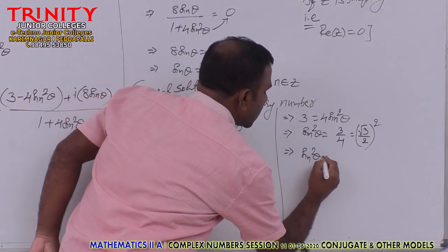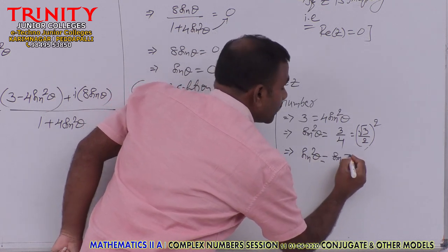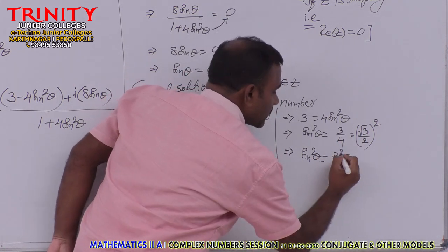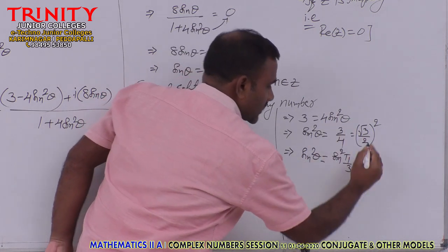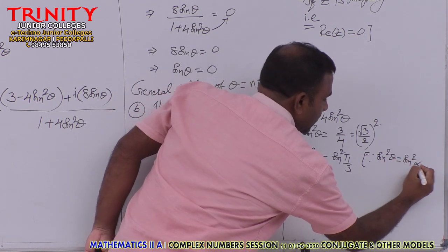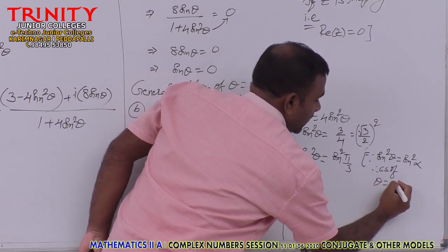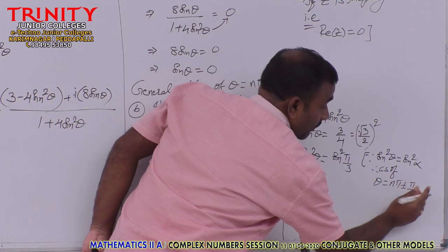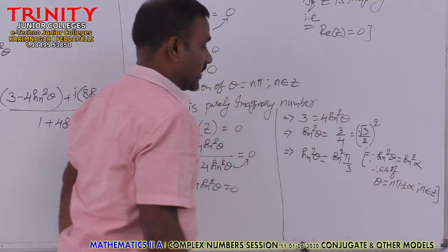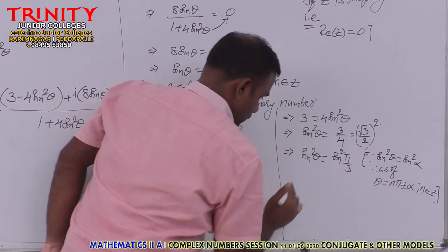Sin square theta is equal to, root 3 by 2 is nothing but sine of which angle? Sine root 3 by 2 is sine 60 degrees, or not? Sine 60 degrees means pi by 3. Sine square theta equal to sine square pi by 3. Since it is in the form of sine square theta equal to sine square alpha, the general solution of theta is n pi plus or minus alpha, where n belongs to Z.